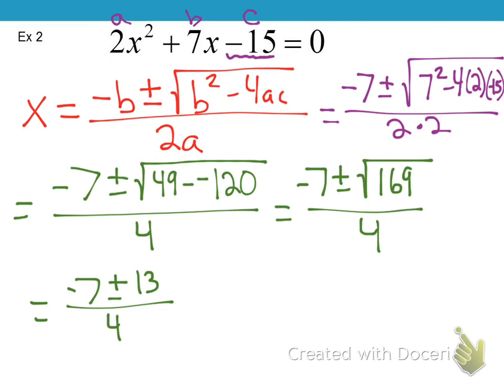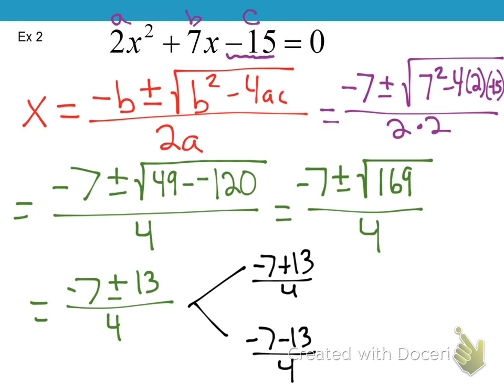Now I'm going to break it up. My two options. I can do negative 7 plus 13 over 4. I can do negative 7 minus 13 over 4. Wait, you don't have to do both? Yeah, you got to do both. We do say plus or minus, but it's really like plus and minus.